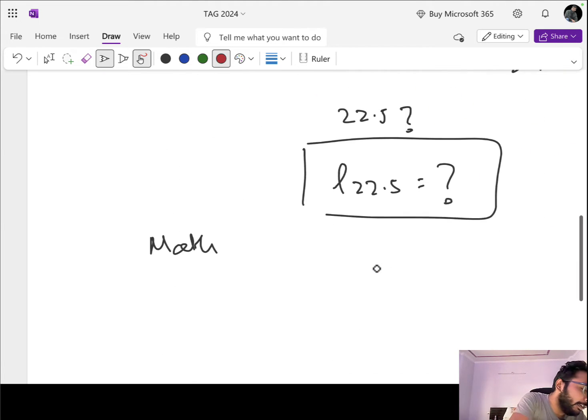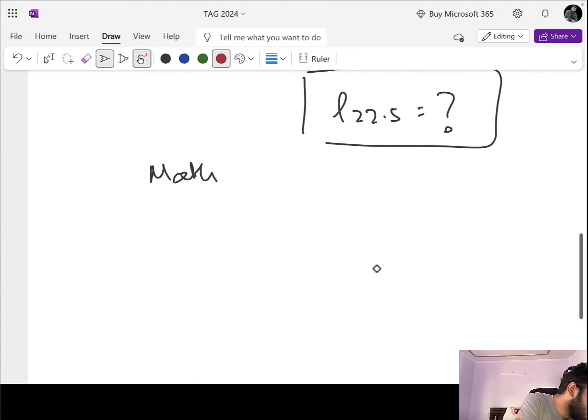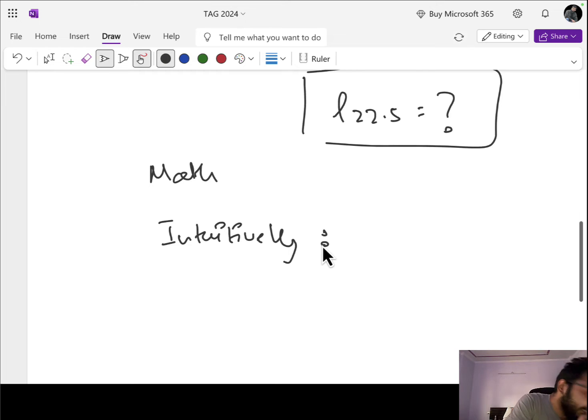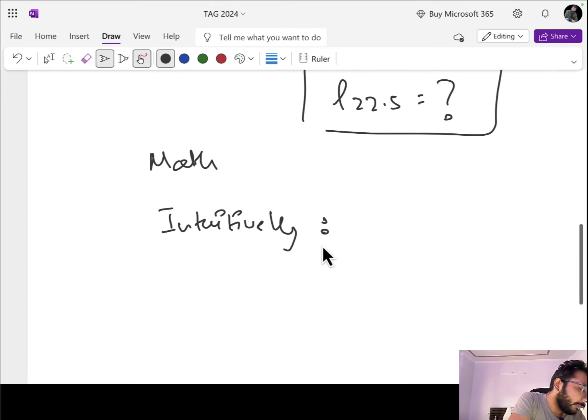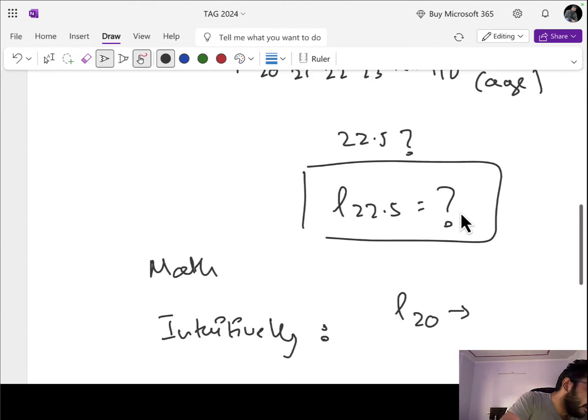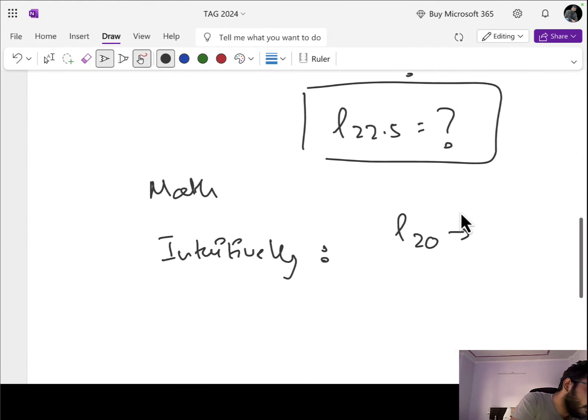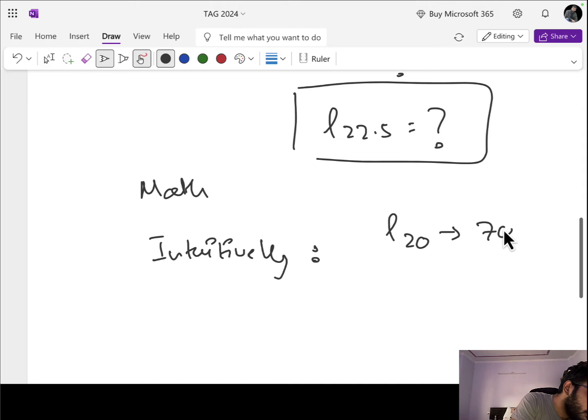What does that mean intuitively? Well, intuitively, it just implies that what we are saying in this case is that if there were, let's say at L20 you had the value 7,000. So there were 7,000 people alive at the age of 20.